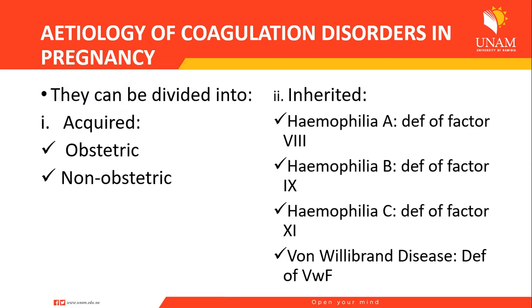Like hemophilia A, which is due to the deficiency of factor 8, hemophilia B due to deficiency of factor 9, and hemophilia C, which is a deficiency of factor 11. Von Willebrand disease is as a result of deficiency of von Willebrand factor. So these are inherited, but we're going to concern ourselves more with the acquired causes of coagulation disorders in pregnancy.